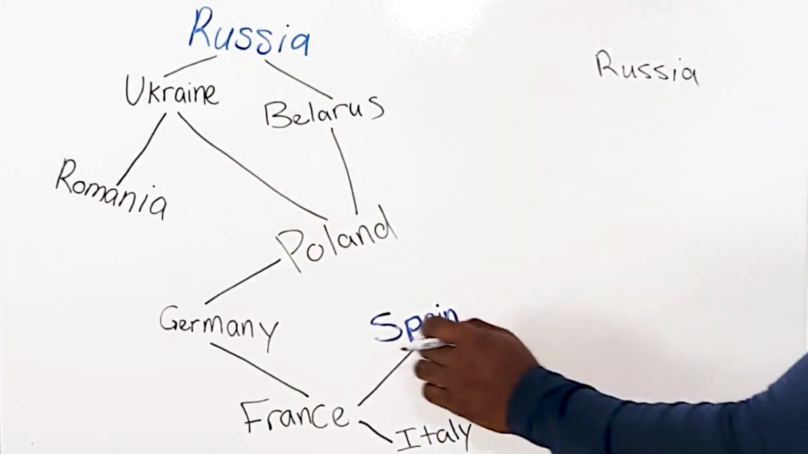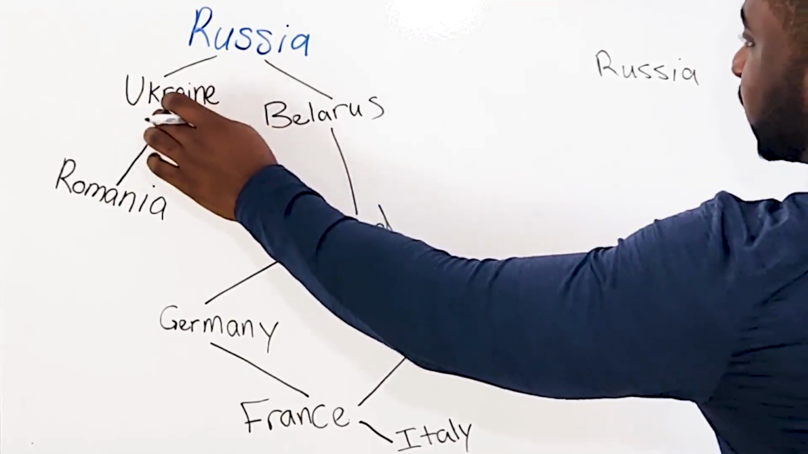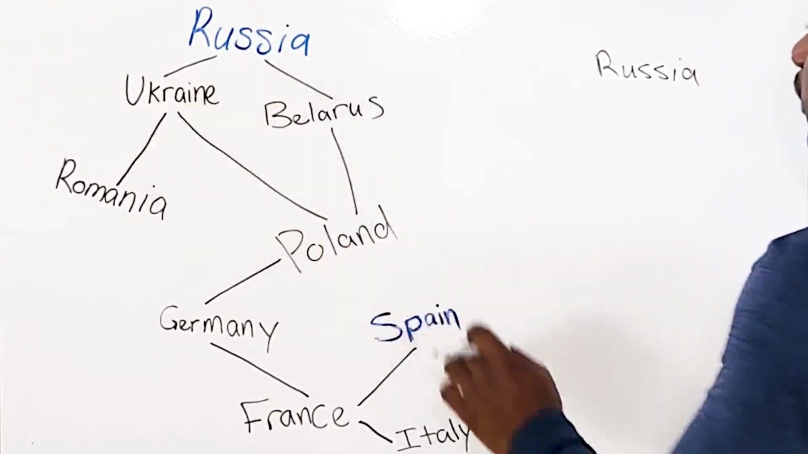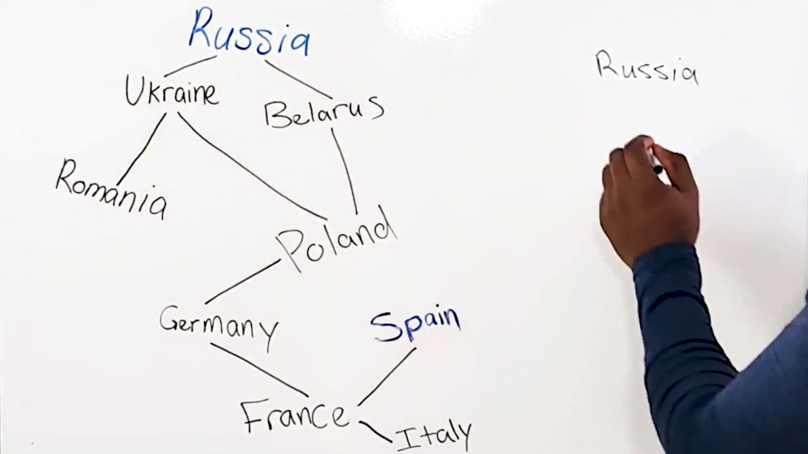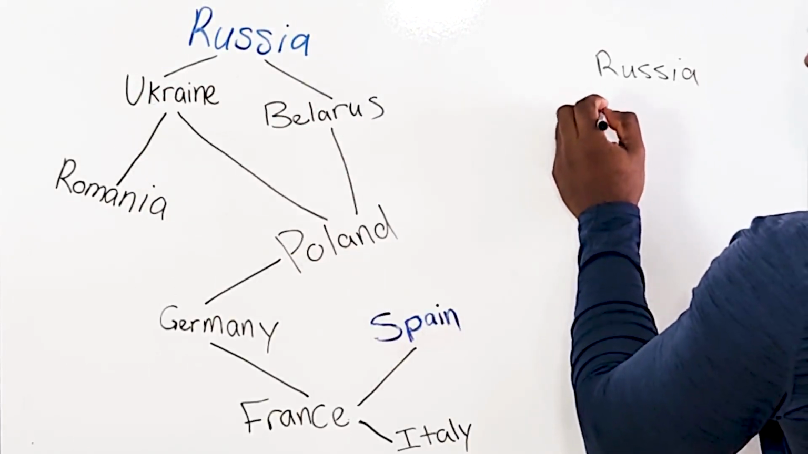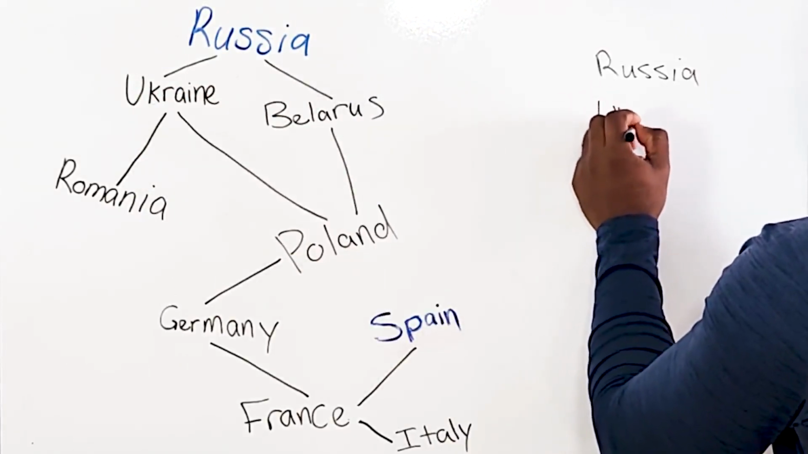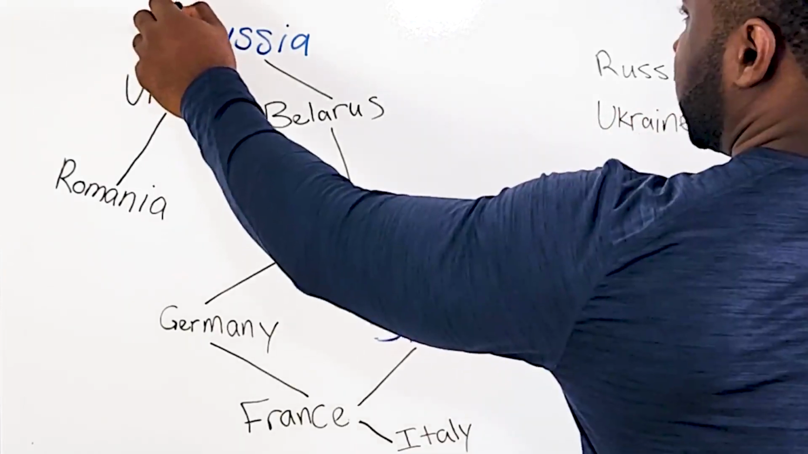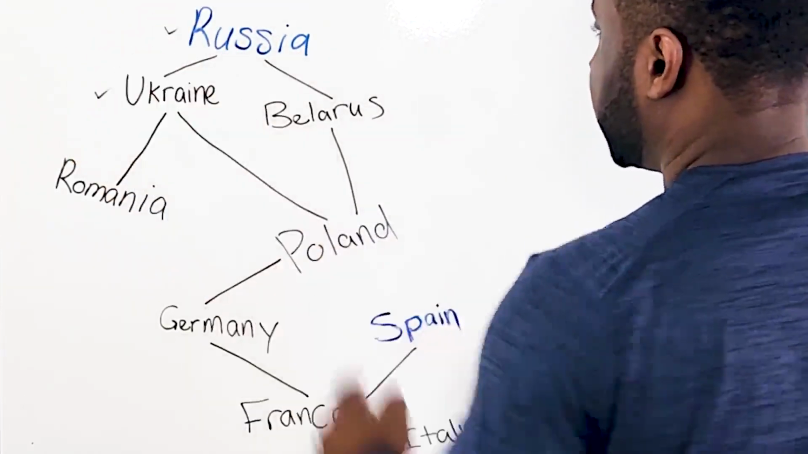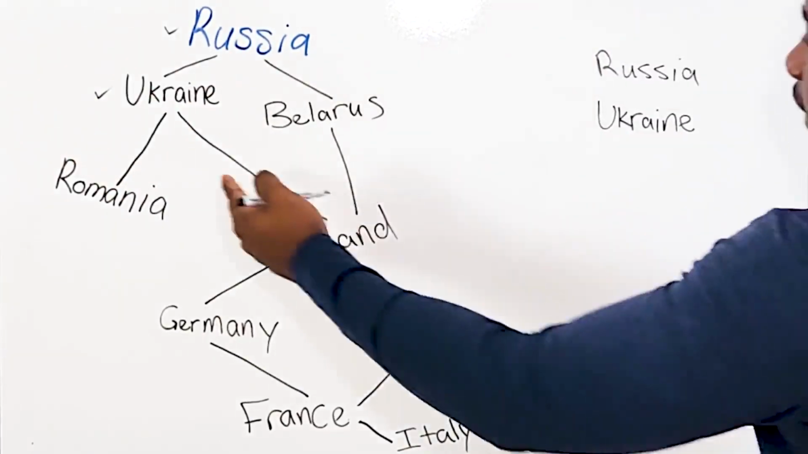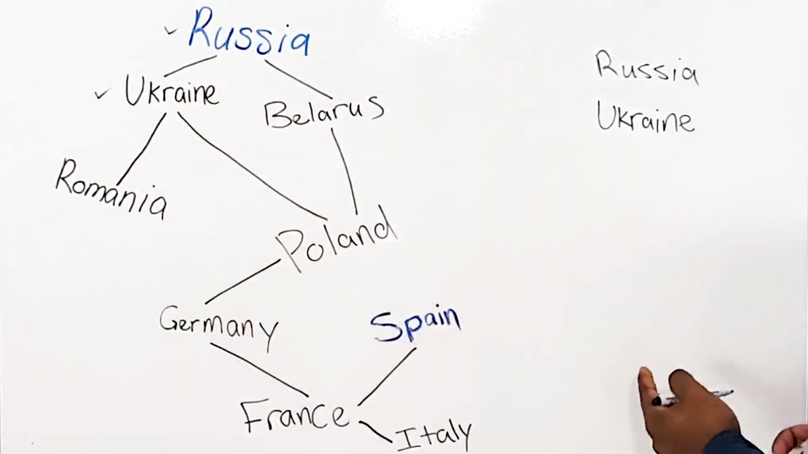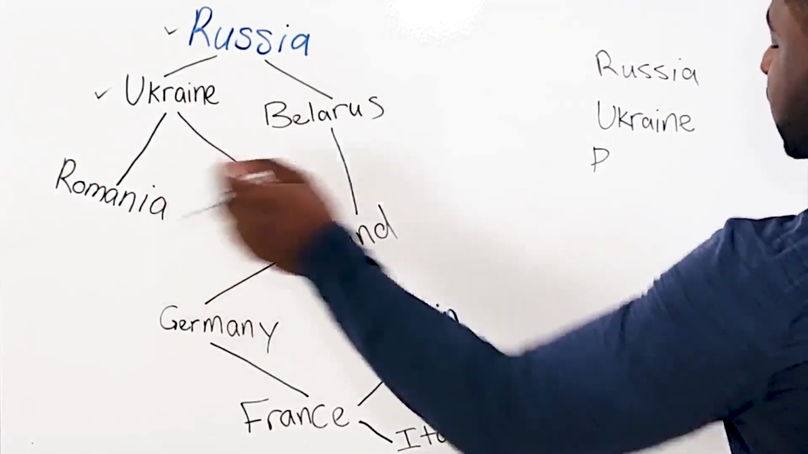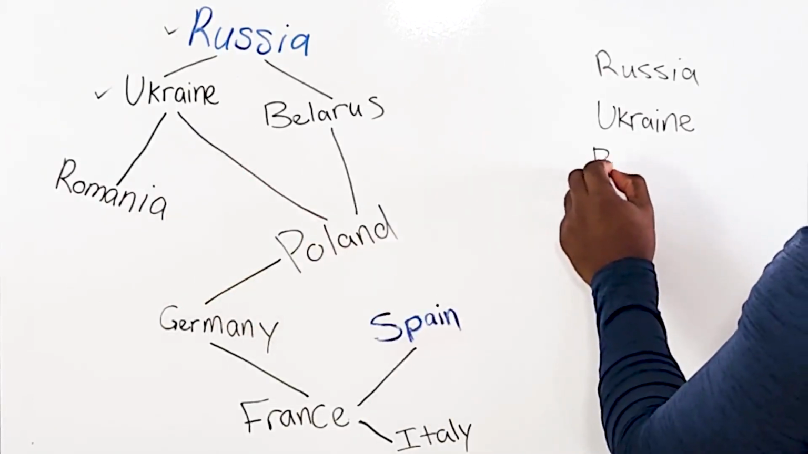And now we're going to find the connecting node, the left connecting node, which in this case is Ukraine. And then we're going to visit Ukraine. So we've gone from Russia to Ukraine. So now we're going to check what is connected to Ukraine, which is Romania. So since that's the first connection, we're going to visit Romania.